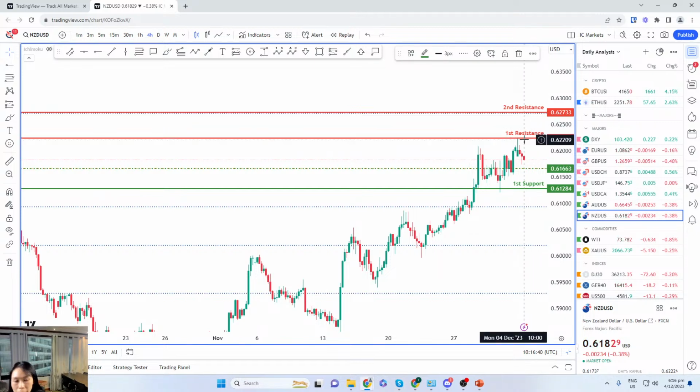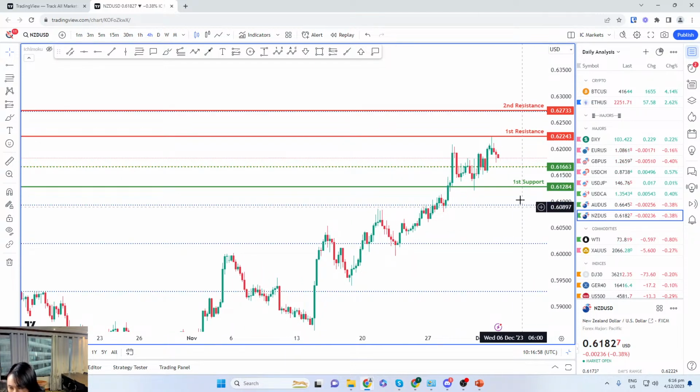So the price has pulled back from the first resistance level and is moving down towards the immediate support. And hopefully, for those who have sold, it will drop all the way down to the first support level and we'll see whether it will break through this support level or bounce back up to the first resistance level.